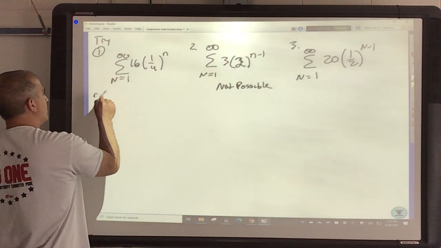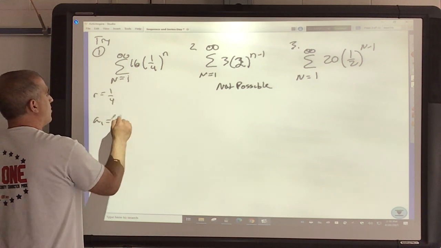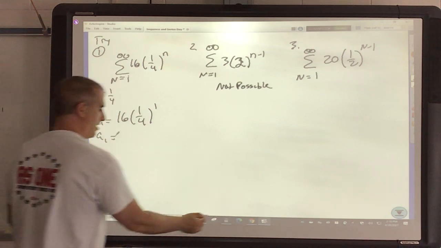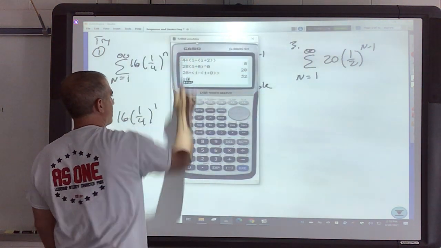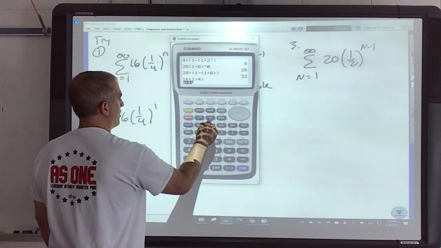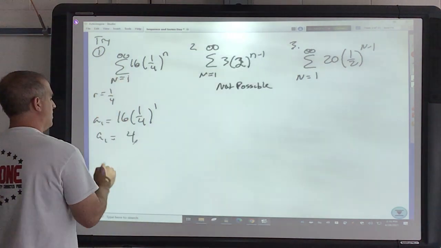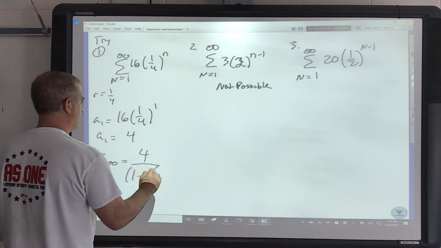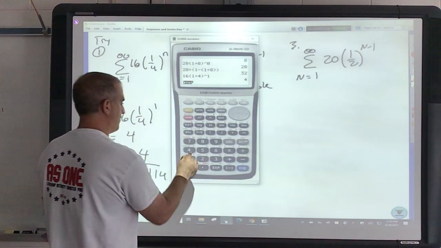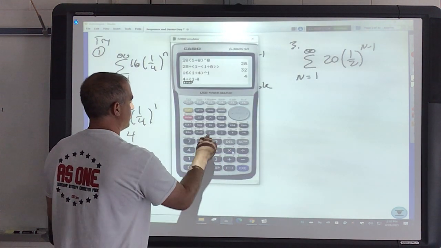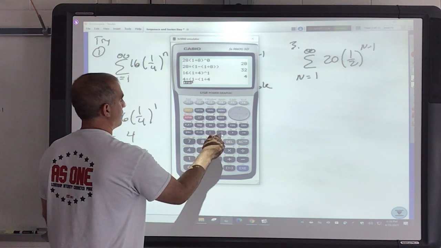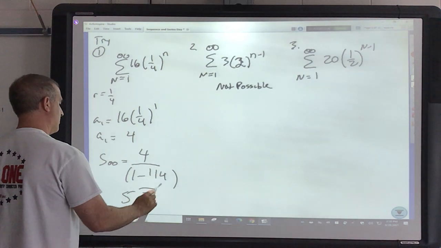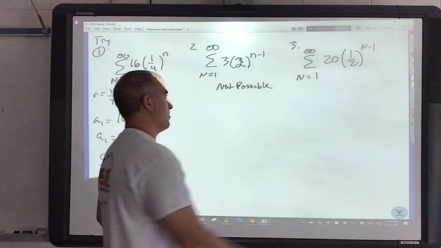Okay, so I got R is 1/4 here. I have to find A1, so I put 1 in for n. I'm going to do a calculation of 16 times 1/4 raised to the first power, which is 4. So I can apply this formula, which is 4 over 1 minus 1/4. So 4 divided by 1 minus 1/4 equals 5.3 repeated. Okay, this one not possible. We already talked about that.